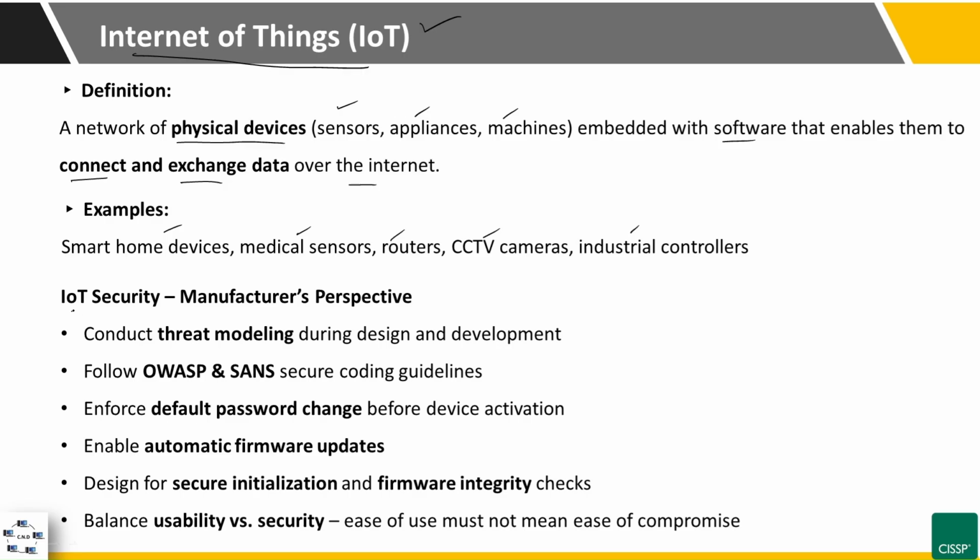So what are some IoT security principles from the manufacturer's perspective? These are the things that should be done: conduct threat modeling during design and development of these Internet of Things devices, follow OWASP and SANS secure coding guidelines, enforce default password change before device activation, enable automatic firmware updates, design for secure initialization and firmware integrity checks, and balance usability versus security. Ease of use must not mean ease of compromise.